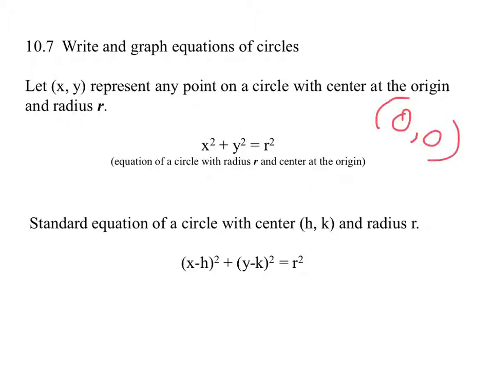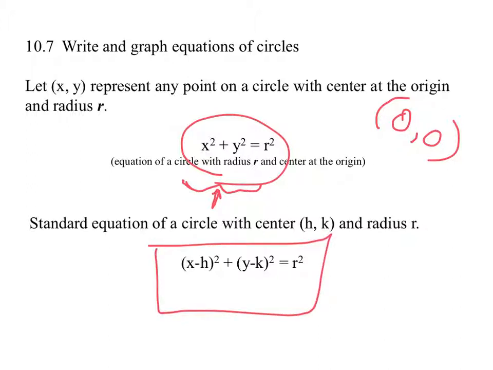So the origin is 0, 0, and the radius is r. So that is a standard equation for a circle, where r is the radius, and notice there are no numbers there at all because it's at the origin, which is 0, 0. So when it's not at the origin, we actually have a center h comma k, which is x comma y, and the radius is still r. Let's see if we can make sense of that.